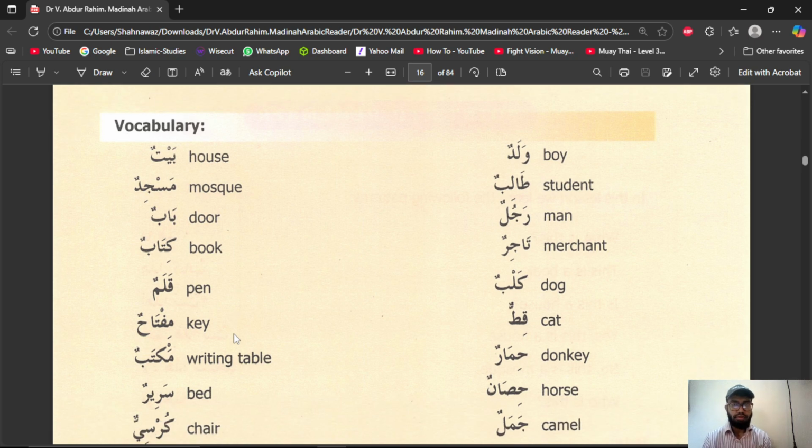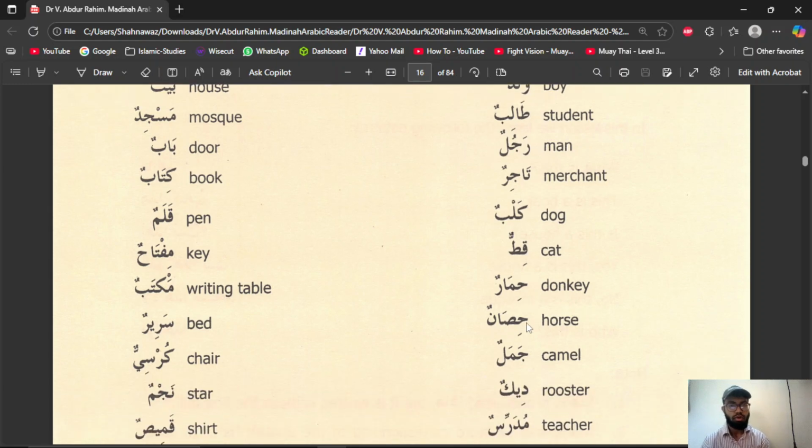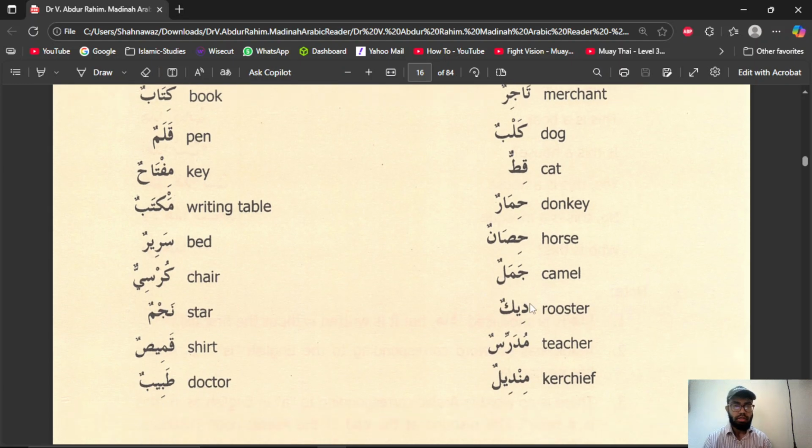Starting from the right, we'll cover waladun, which means boy. Talibun, student. Rajulun, man. Tajirun, merchant. Kalbun, dog. Kittun, cat. Himarun, donkey. Hisanun, horse. Jamalun, camel. Dikun, rooster. Mudarrisun, teacher.